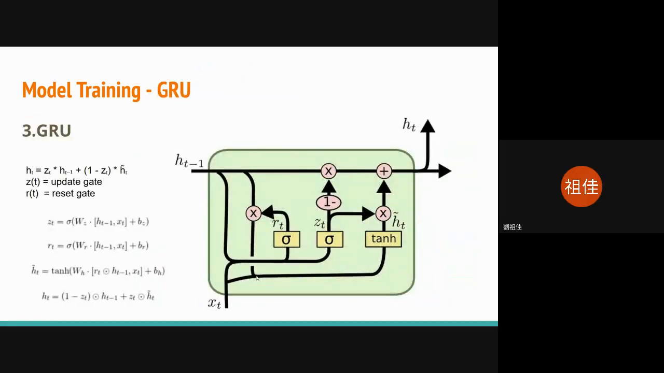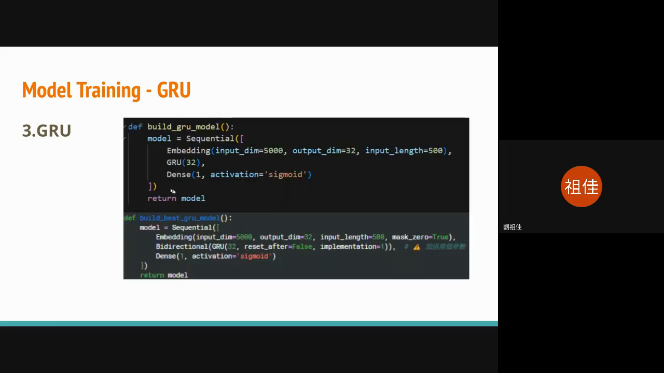Okay, next is the GRU model. It's a variation of the RNN that adds different gates, such as the update gate and the reset gate. It solves the problem of the vanishing gradient in RNN and makes the model more stable and better at retaining memory.